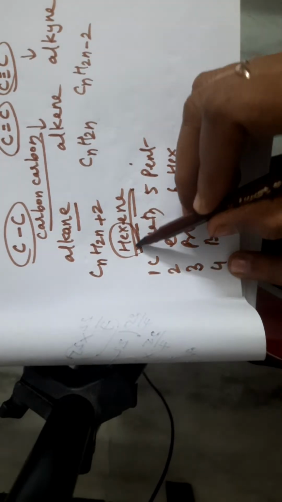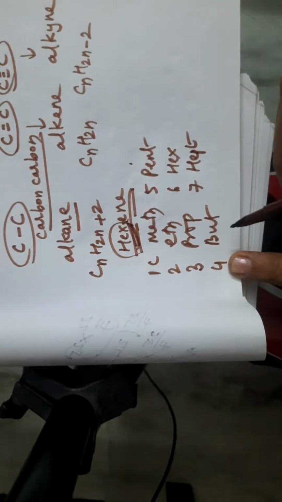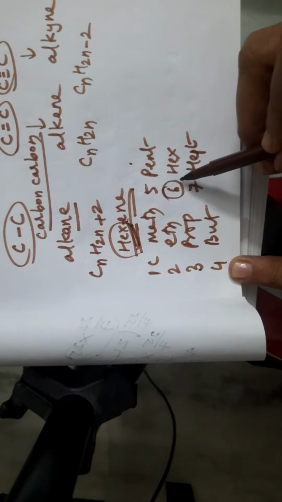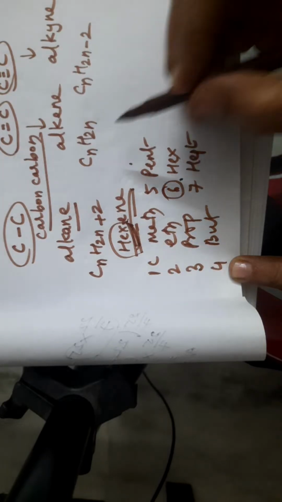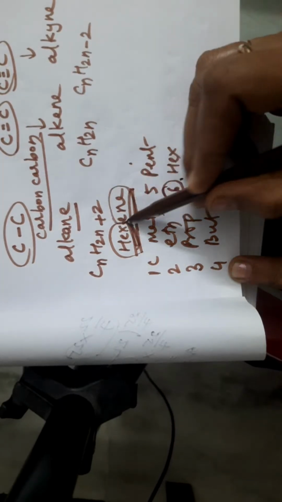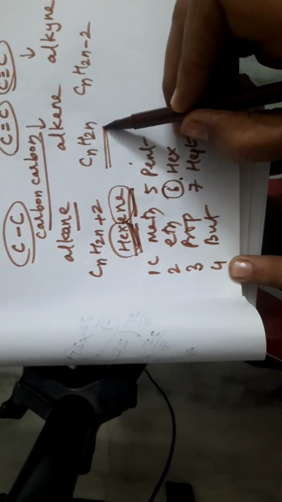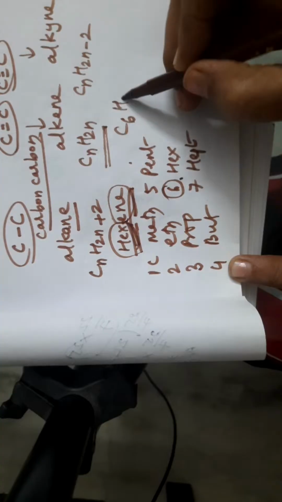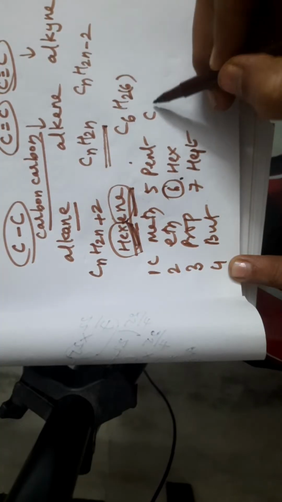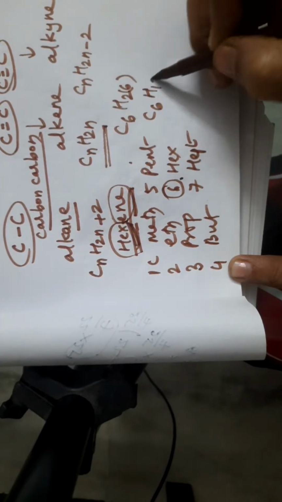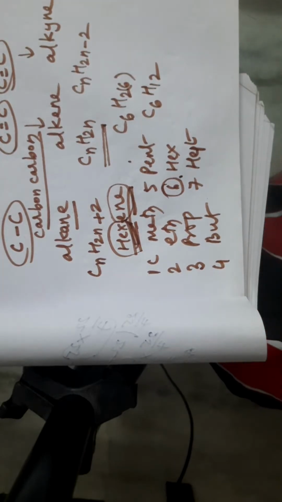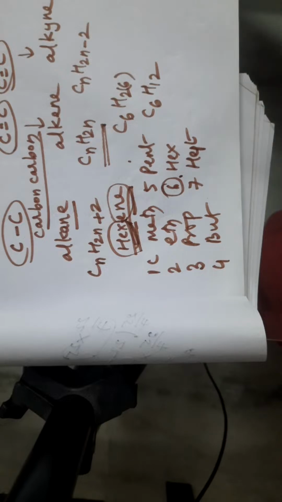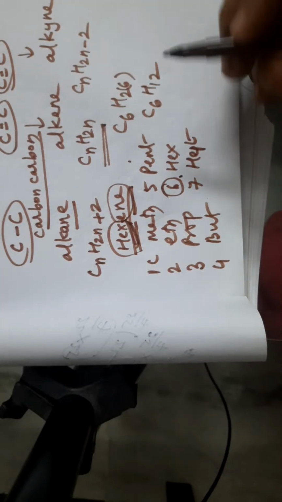Here it is given hex. So from that we can conclude that 6 carbons are there, as hex stands for 6. So here ene is asked. General formula of ene is CnH2n. So replace n by 6. H2 multiplied by 6. Thus the formula is C6H12. If you know clearly the general formula, you can write the formula of any compound which is being asked.